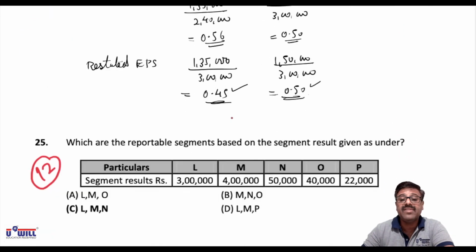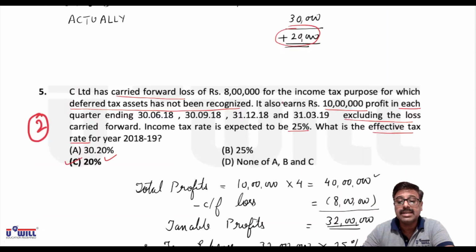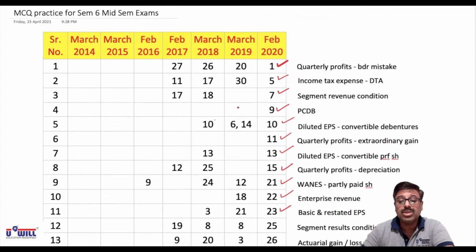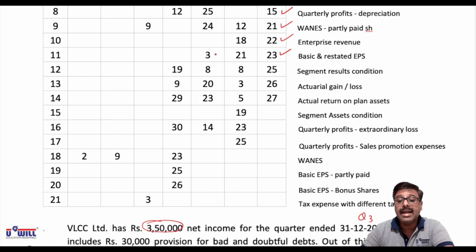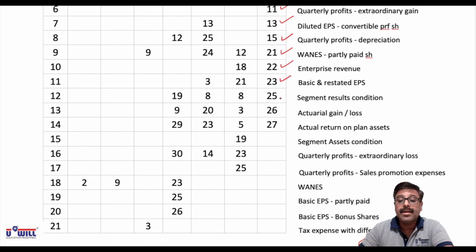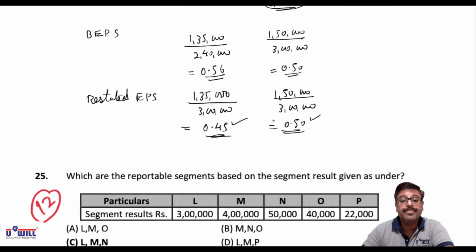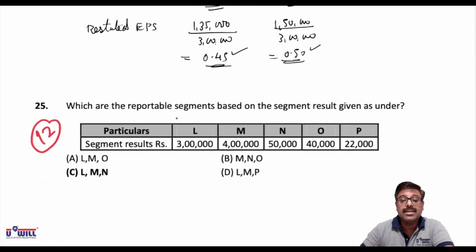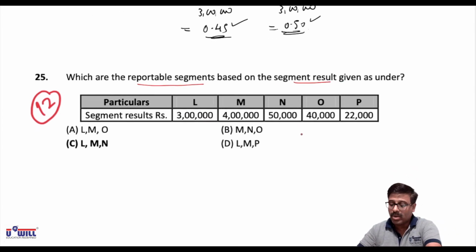Now look at question 25. Similar to this, you have questions in March 2018's question 3 and March 2019's question 21. All of you try them on your own. Now look at question 25, 12th variety based on segment results condition. Which are the reportable segments based on segment results condition? I just told you, do the total, and whichever are 10% or more will be the reportable segments.